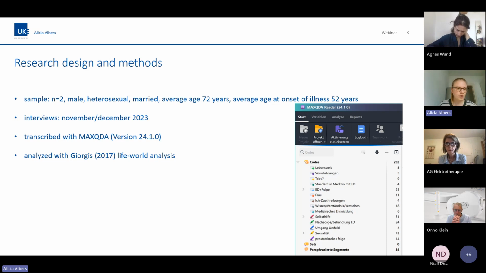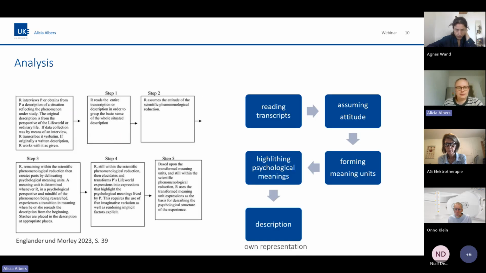I transcribed the interviews with MAXQDA. On the right-hand side, I just want to give you a little insight into the codes I made with MAXQDA during my analysis. The analysis is based on Giorgi's lifeworld analysis, which I want to show you on the next slide.